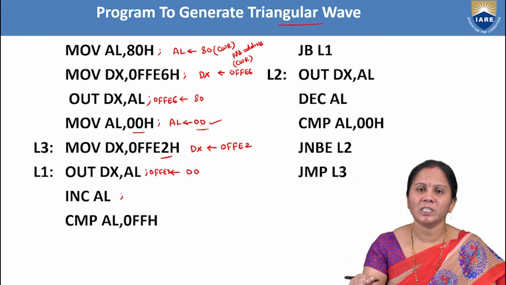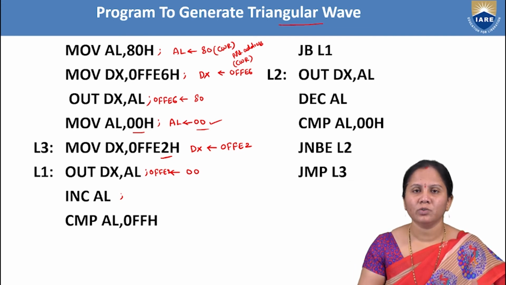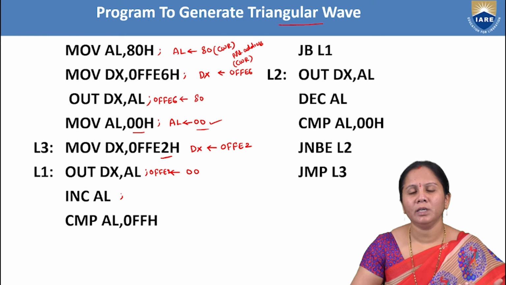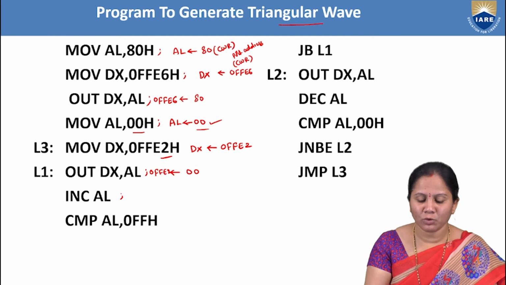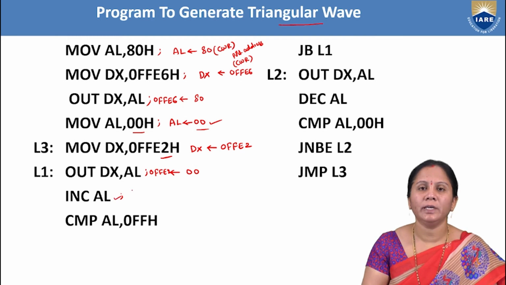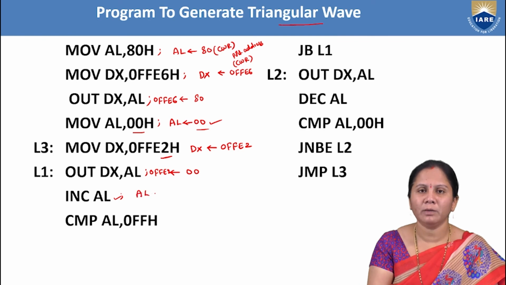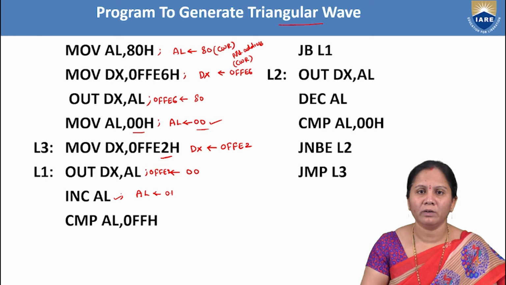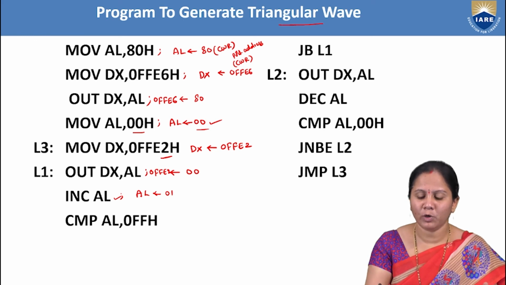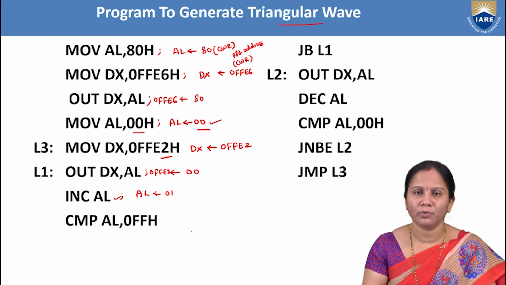After 0 volts, you have to keep incrementing the value of AL, because from 00 it has to reach the maximum value of 5 volts. So we have to keep on incrementing the value of AL until it reaches 5 volts, that is FF. So you have to use the instruction INC AL. The value of AL will be incremented by 1. For example, it becomes 01 when incremented by 1, because previously it was 00.